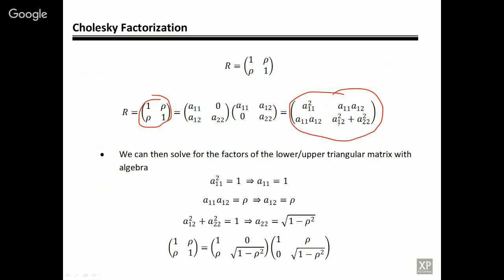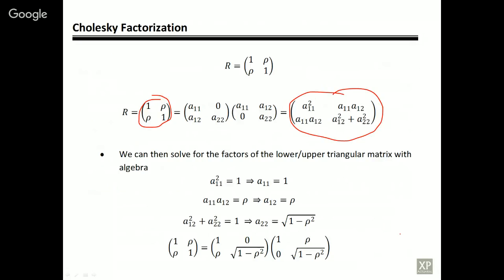And then finally, A12 squared plus A22 squared should be equal to 1. So we know that A12 squared is rho squared. We can bring that over here and then take a square root, and we can show that A22 is equal to the square root of 1 minus rho squared. And the same concept can be applied to a 3 by 3 matrix. You create your lower triangular matrix and your upper triangular matrix, multiply the two of them together to get a 3 by 3 over here. You have a 3 by 3 correlation matrix, and then just solve for the factors.